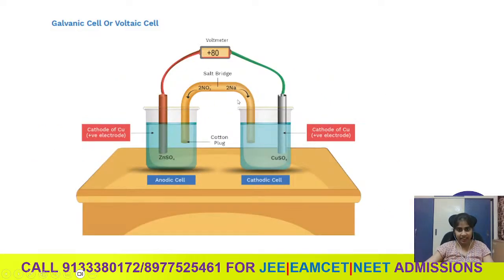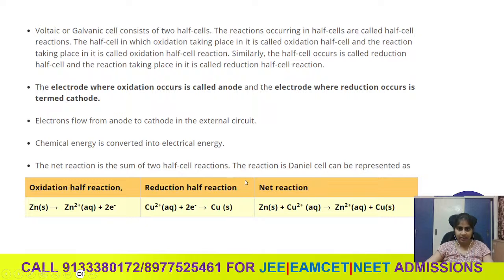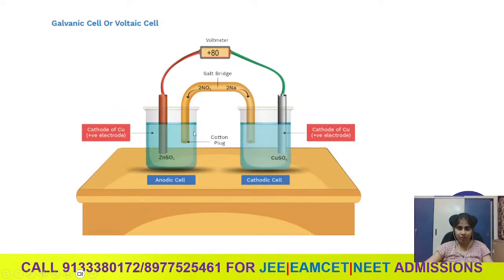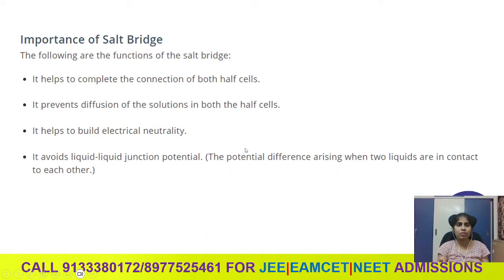Here this reaction occurs. Zinc loses two of its electrons and those 2 electrons will be gained by the copper ions, which are present in the CuSO4, and they are converted into pure copper. So this is the net reaction happening in the galvanic cell. Here to balance these 2 solutions, we are using a salt bridge. So this is also an important point. You need to learn the importance of the salt bridge.